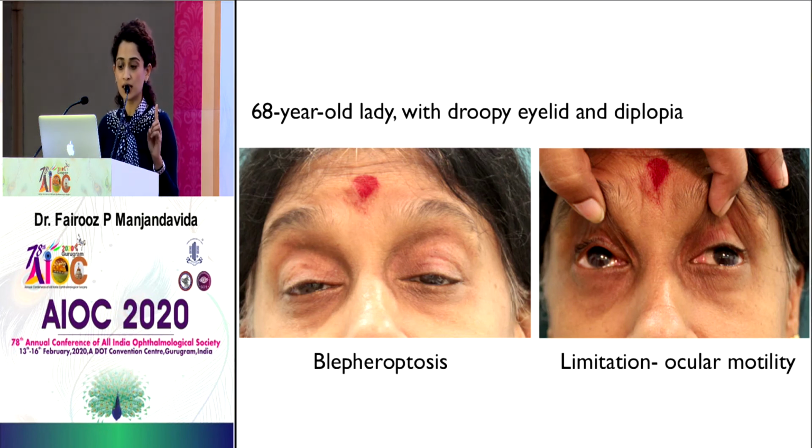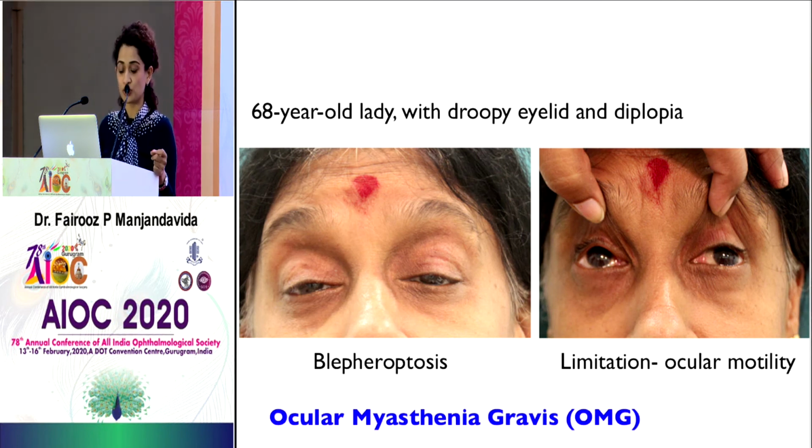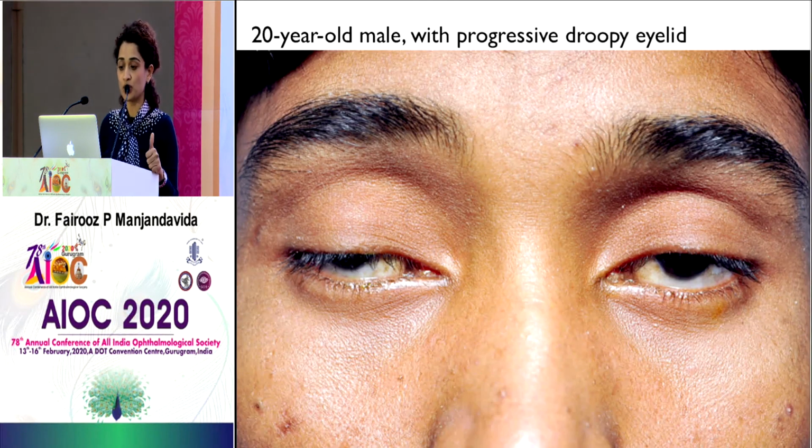This is a 68-year-old lady with droopy eyelid and diplopia. An old lady presenting with diplopia, what is the first thing that you would think of with ptosis? Myasthenia gravis. Okay, ice test is very sensitive. Then you do the edrophonium or the neostigmine test, and she was positive for that, so it was an ocular myasthenia.